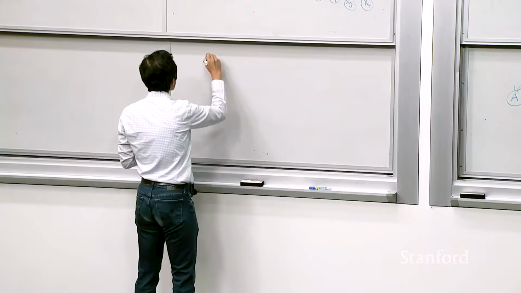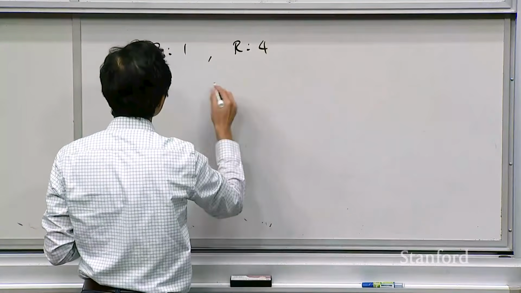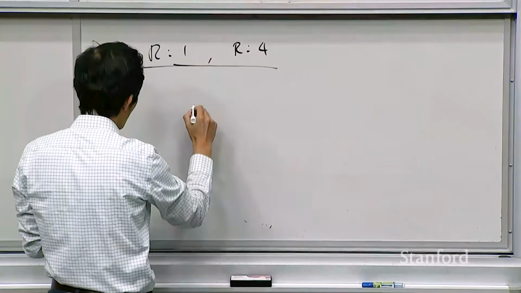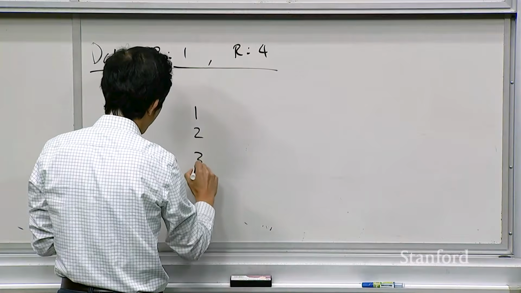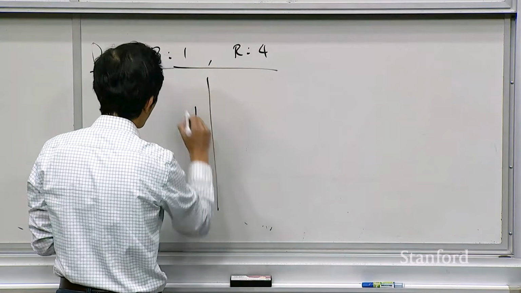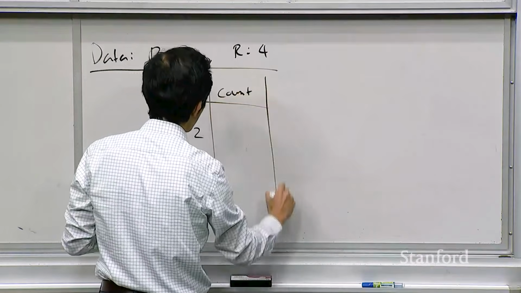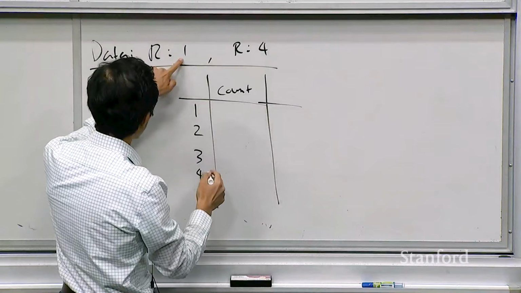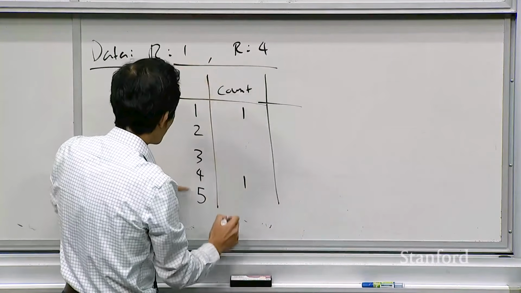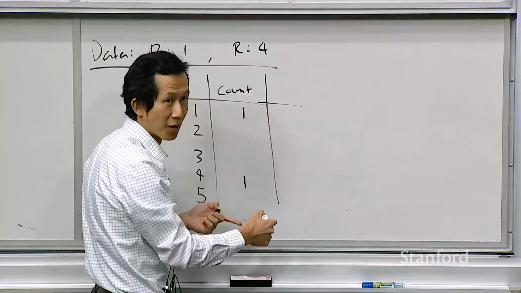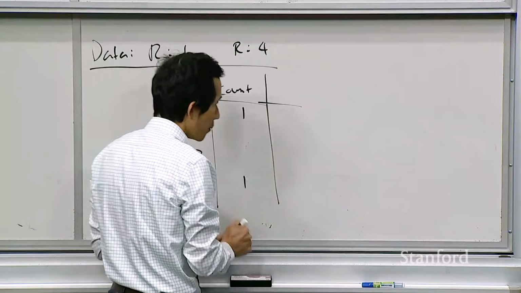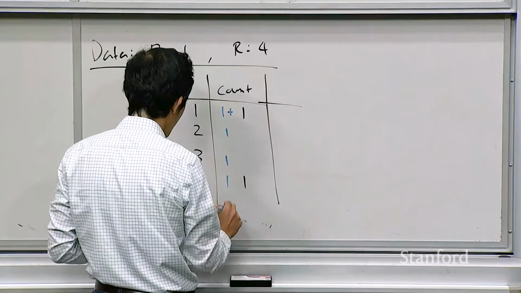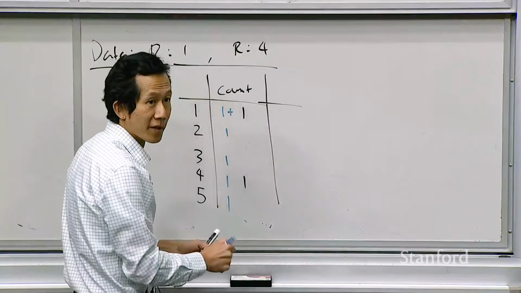So the data is R1, R4, data, and so if I have 1, 2, 3, 4, 5 here, and I have count. So what I'm doing here, before I just had rating 1, rating 4, and then I would just normalize these two, and I put zeros everywhere else. But now what I'm doing is I'm going to pretend I saw a 1 everywhere, and now I normalize.